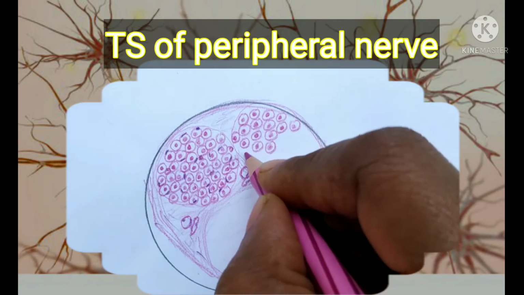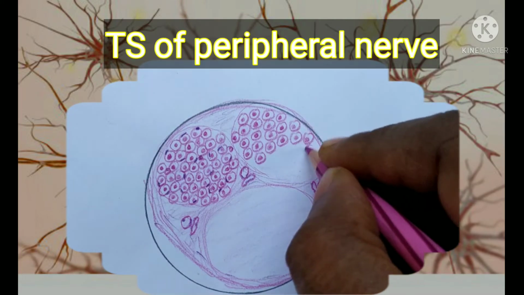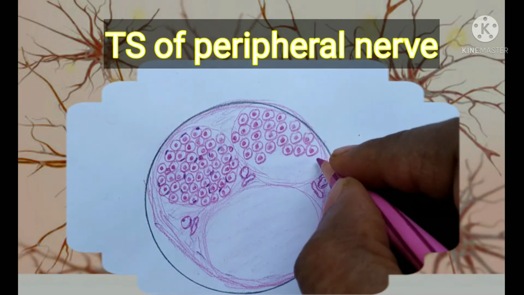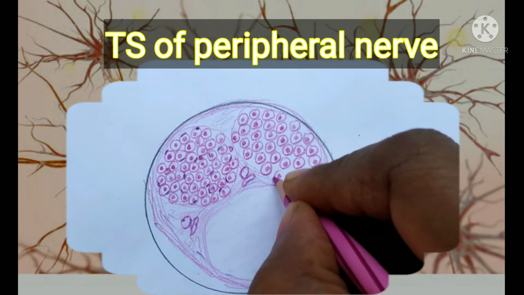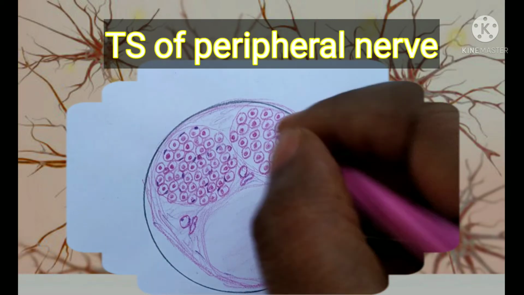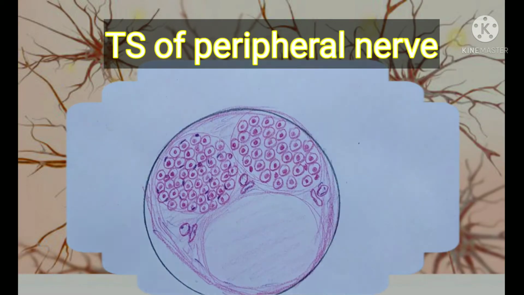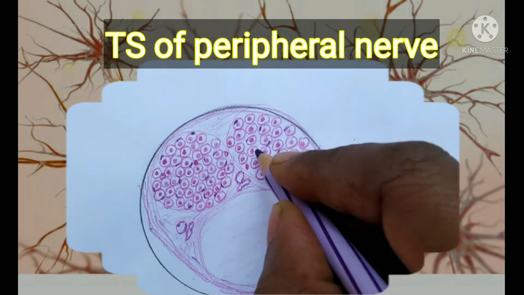So the center is the axon, which contains the cytoplasm, that's why the pink color. And the axon is surrounded by the squamous cell, the boundary of the squamous cell, and you have to keep a flat nucleus for some of the squamous cells, which lie towards the surface.